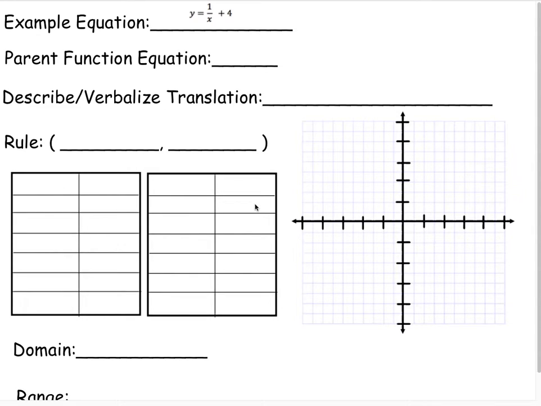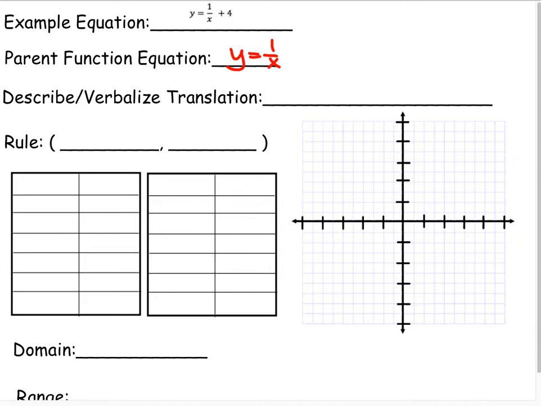We've already spent some time graphing the parent function and identifying translations left and right, up and down. So here's our example, y equals 1 over x plus 4. So we need to figure out who is our parent function. Our parent function is the hyperbola, the reciprocal function, so y equals 1 over x. And I'm going to ignore that plus 4 for now.